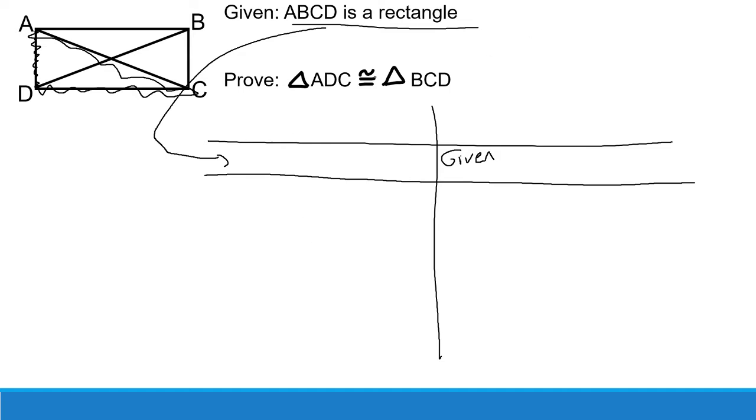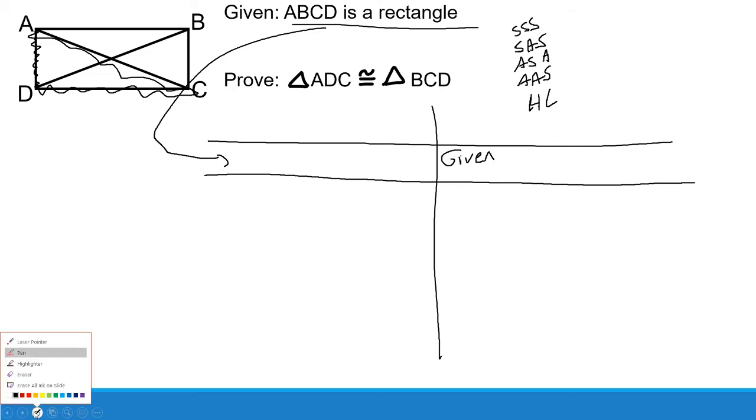So again, if we want to prove that two triangles are congruent, we have those 5 theorems: side, side, side; side, angle, side; angle, side, angle; angle, angle, side; and the hypotenuse leg. Those are the 5 ways we can prove triangles are congruent. So that's what I'm trying to get out of this shape here. Let me erase some of my squiggles there. So since it's a rectangle, I know a few things.